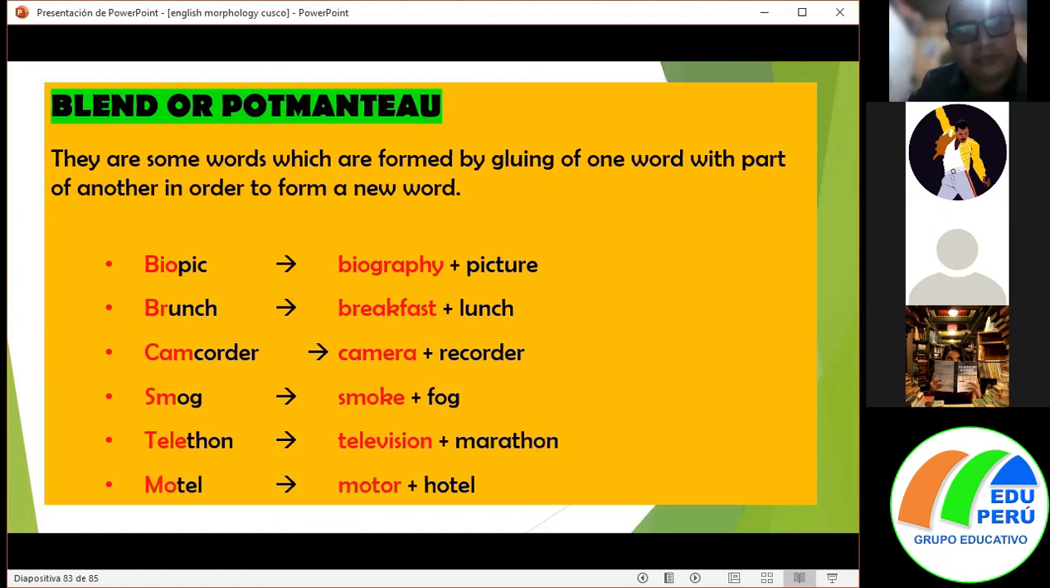Motel is the combination of motor and hotel. Remember the motorway or highway. A hotel that is on the highway or motorway. This is a motel.